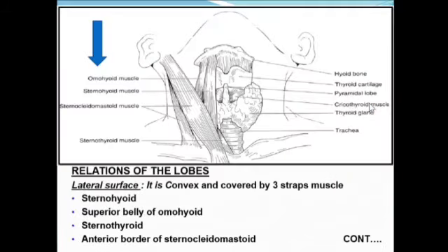Now we'll see the relations of the lobe on the lateral surface. In the diagram I have marked it with a blue arrow on the right side. On the lateral surface it is convex and covered by three strap muscles, that is sternohyoid, superior belly of omohyoid, sternothyroid, and the anterior border of sternocleidomastoid.